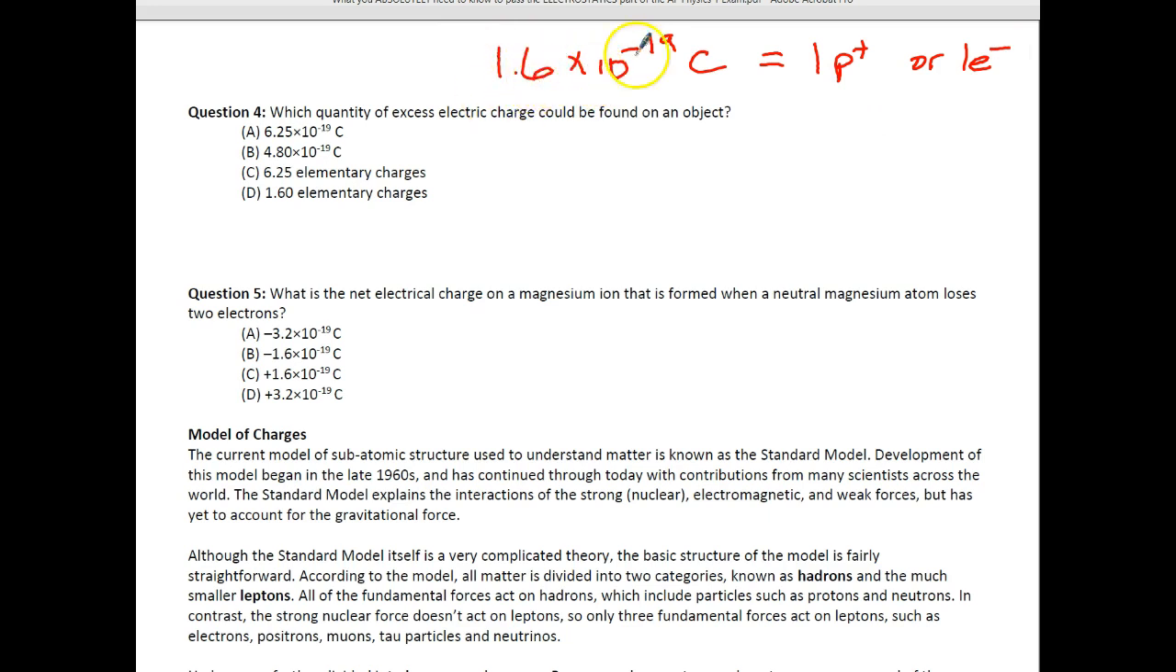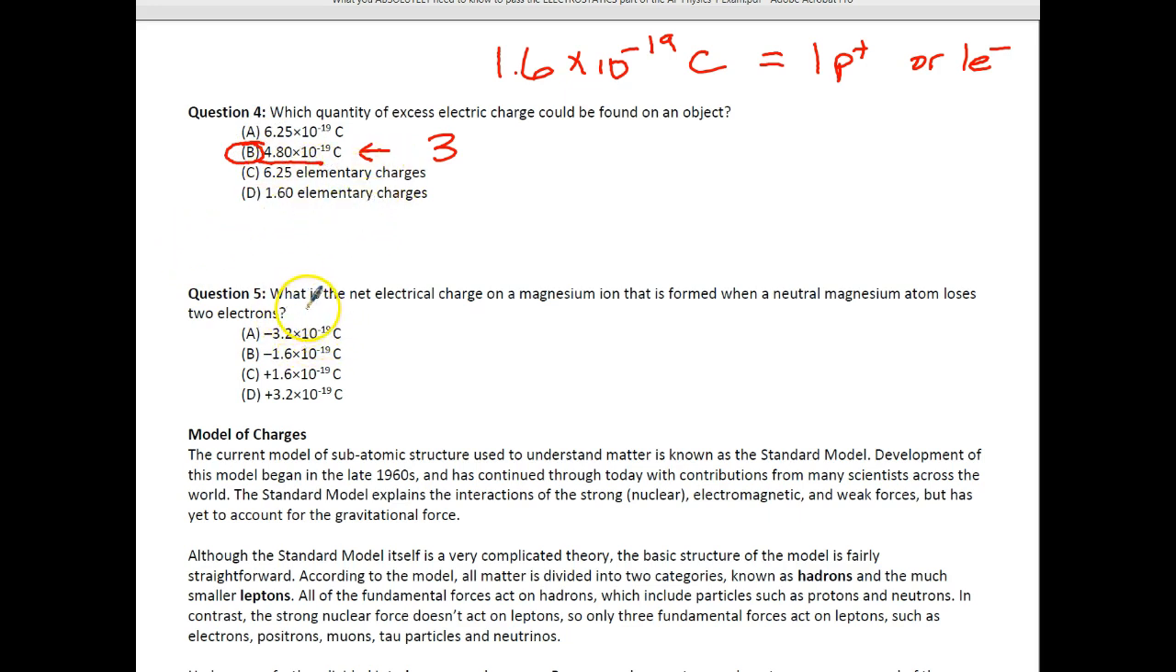You couldn't have 1.3 times 10 negative 19th. It wouldn't be enough charge to create either of these. And you can't have a part of a proton or part of an electron. So let's look at the numbers. If we look at the numbers, we'll notice that letter B is actually a multiple of 1.6 times 10 negative 19th. If you take 6.25 times 10 to the negative 19th and you divide it by this number, you're going to come out with a fractional number. If you do 4.8 times 10 negative 19th divided by 1.6 times 10 to the negative 19th, you get a whole number, which is 3. So because that one comes out with a whole number, that's our answer. Now we don't have to mess with the other two.